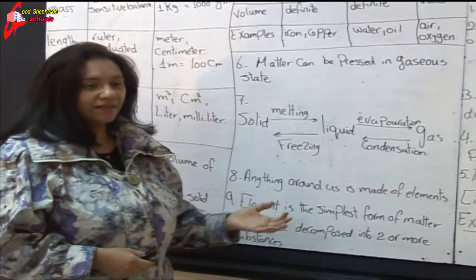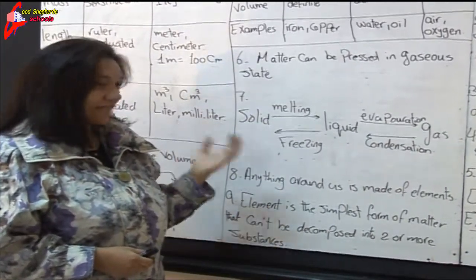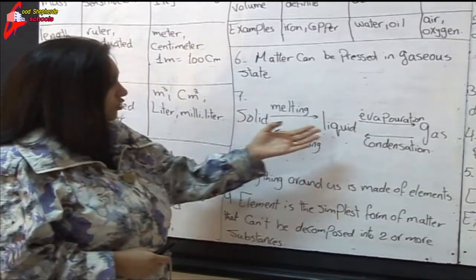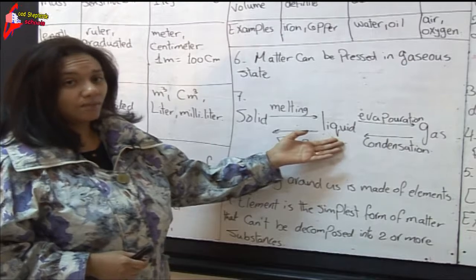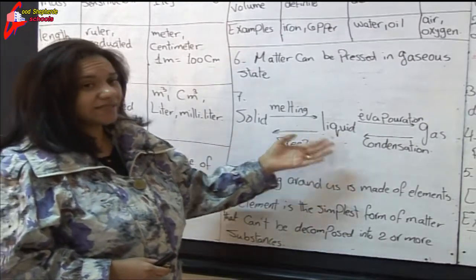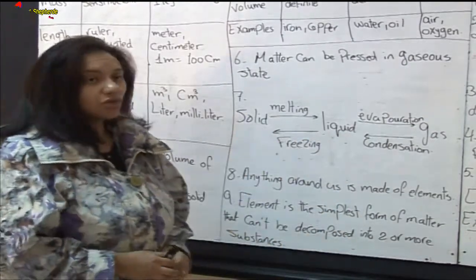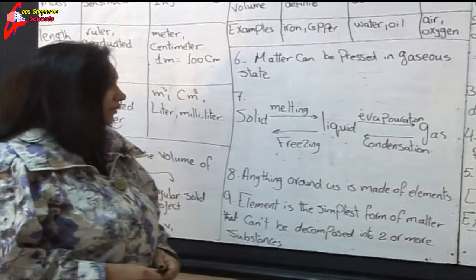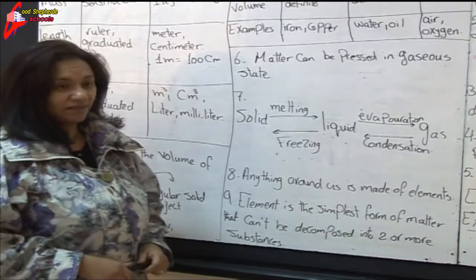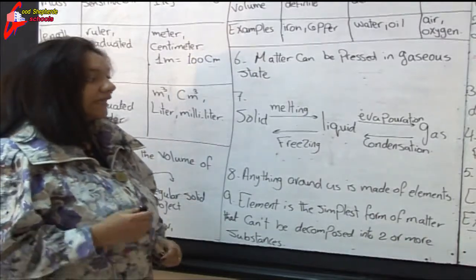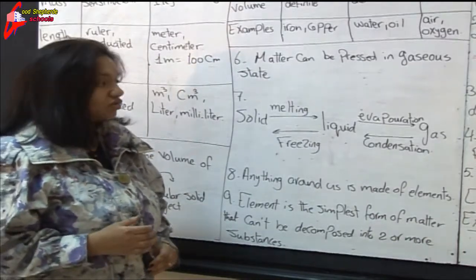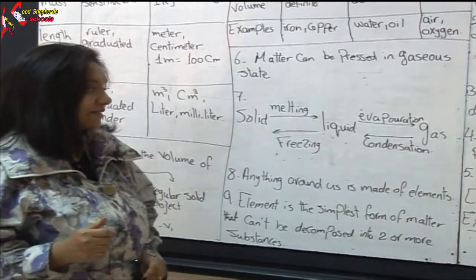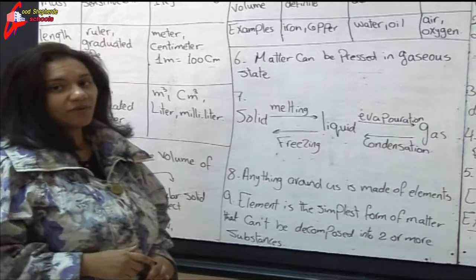Yes, we can change the substance from one state to another. Solids can be changed to liquid by heating, and this process is called melting. So the change of matter from solid state to liquid state is called melting. But liquid can change to gas by also heating, and this process is called evaporation.